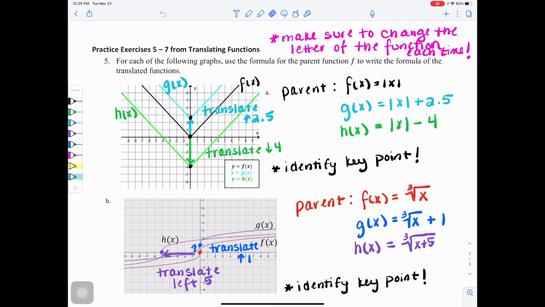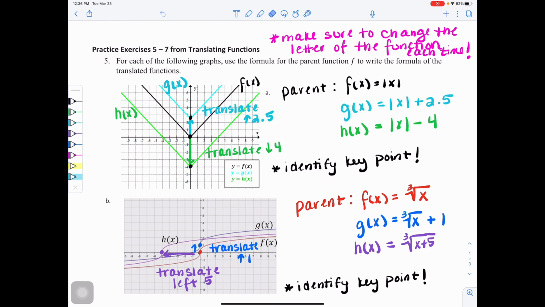If you're going to call the parent function f of x, then every subsequent function that you create should be using a different letter for each one, and you'll see me demonstrate that in these practice problems. So in number 5, it says for each of the following graphs, use the formula of the parent function f to write the formula of the translated functions.